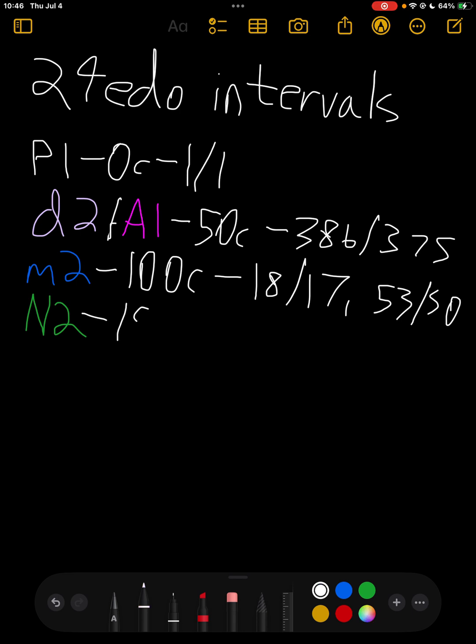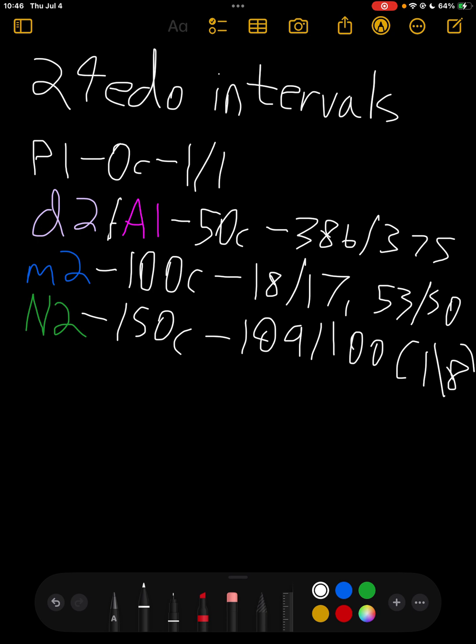So the neutral second. That one is 150 cents. And let's see, any good approximate ratios? Well, 1.0905 might work. I mean, 1.09 might make the cut. 109 to 100 maybe. Yeah, 109 to 100 seems to make the cut here. So that's your neutral second. Interesting thing: one step of 8 EDO is the same thing as a neutral second. Figured I'd just put that in parentheses there.